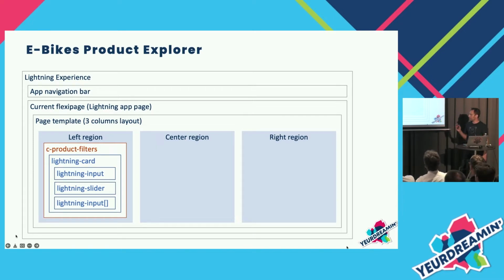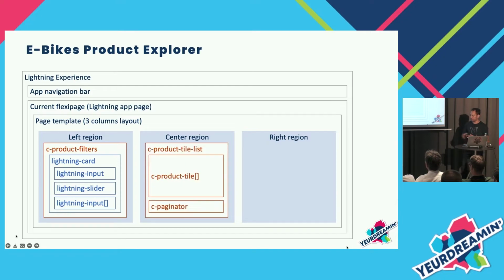And these custom components use Lightning-based components, so things like cards, inputs, sliders, and a set of inputs. This is the filter that you have on the left side, if you remember, on the user interface. So it's a mix of custom components and base components. At the center, we have only custom components. I have a product tile list, which is composed of a series of product tiles. And at the bottom, we have a little paginator.